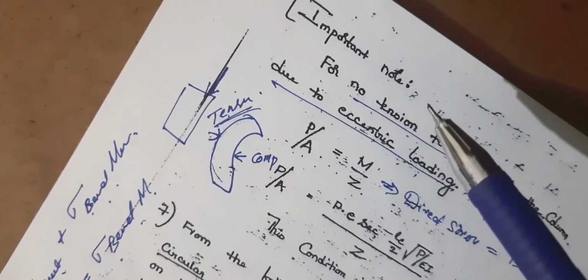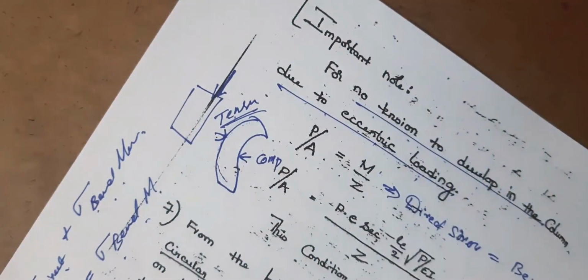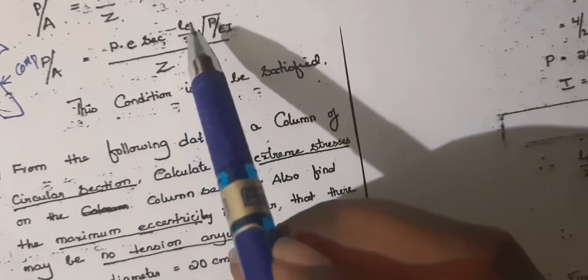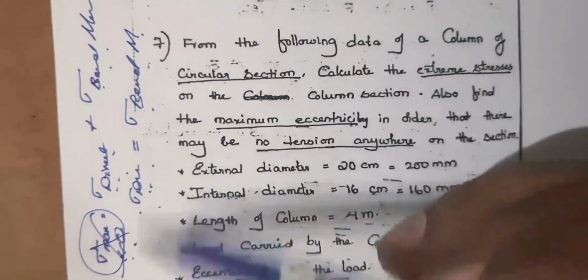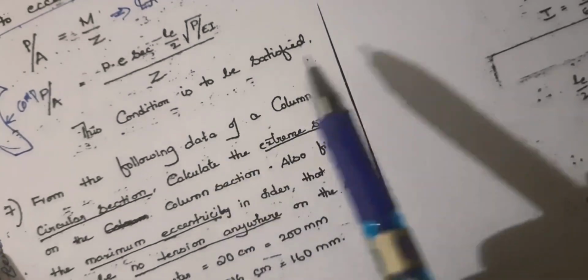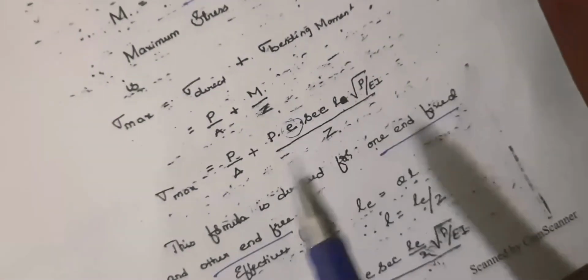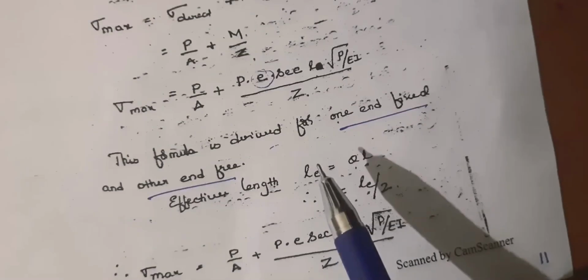He will ask you these important questions. This is one of the important models, I have to say. P by A equals P into E secant LE by 2 root over P by EI by Z. Don't worry about this sign: this sigma direct comes to this side, so this becomes minus. That's okay. Just see the numerical value. So this is the expression to calculate the maximum stress in case of Euler's theory.